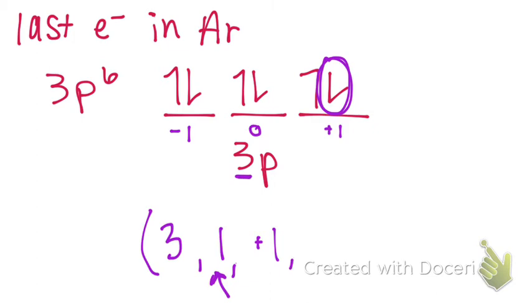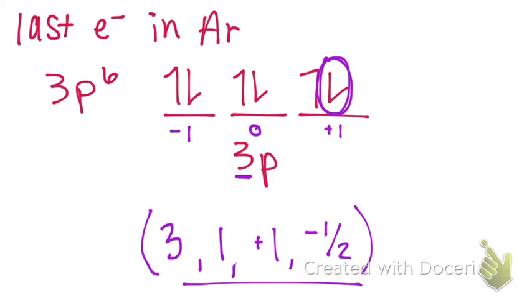Last thing I look at is what direction it is spinning. Is this one going to be +1/2 or -1/2? -1/2. And there's my quantum number, the address that goes with that. This would be the quantum number for the last electron in argon. Now, couldn't this also be the quantum number for the second to last electron in potassium?